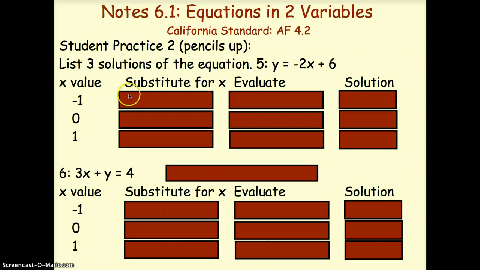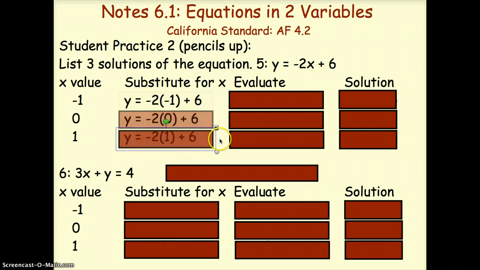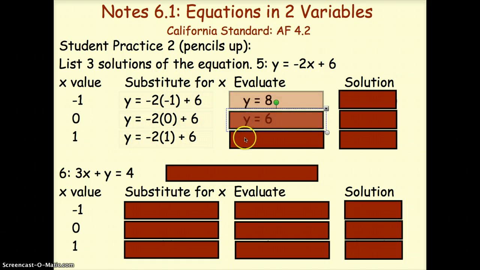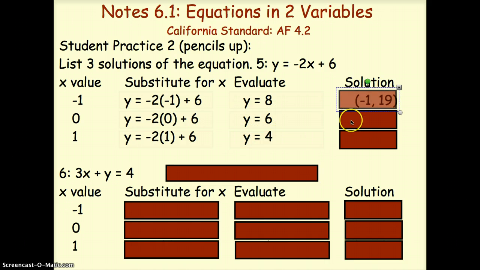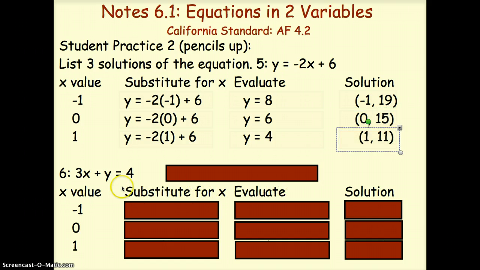Okay, let's see how you did. Plug in -1, 0, and 1. You're going to multiply first and then add 6, and you'll end up with 8, 6, and 4. So my ordered pairs would be -1, 8, 0, 6, and 1, 4.